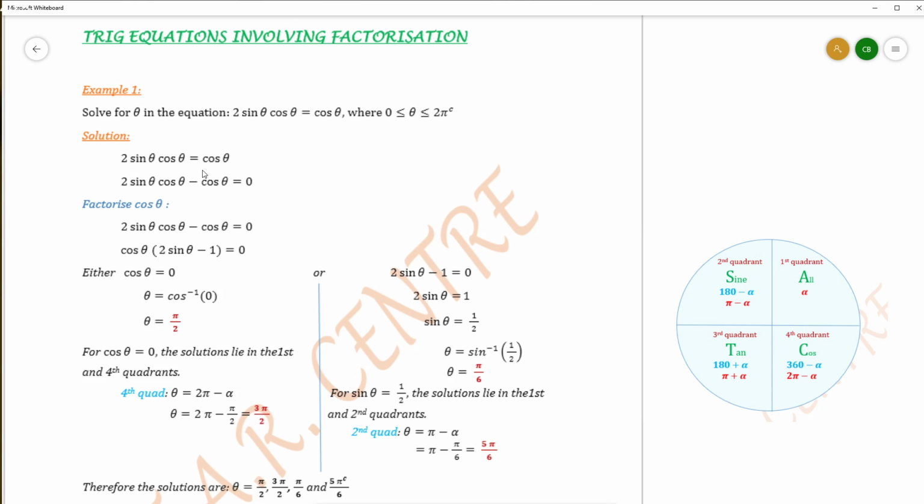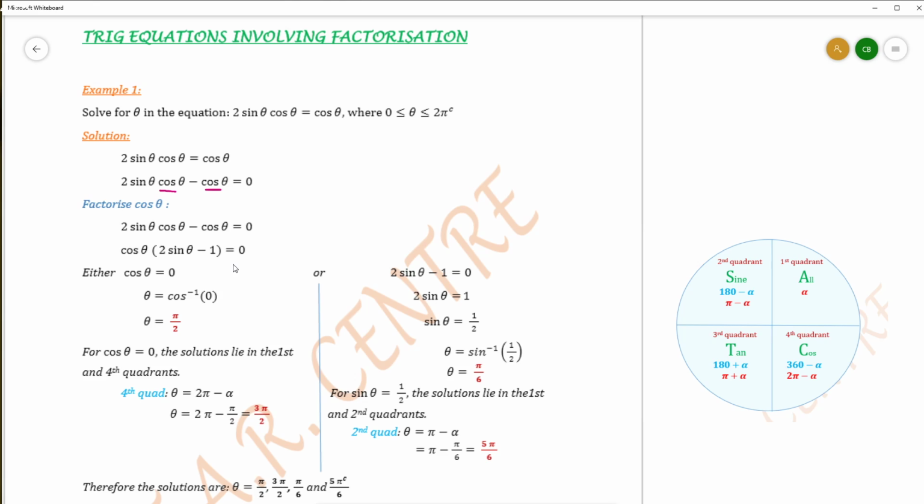So our solution, we start off with the equation that is given. Next, I want to have 0 on the right hand side, so we will have 2 sine theta cos theta minus cos theta equals 0. Now we notice that both terms have a common factor here, which is cos. So we have our cos value here and here. So if we factorize cos, we would get cos theta, open brackets, 2 sine theta minus 1, equals 0.